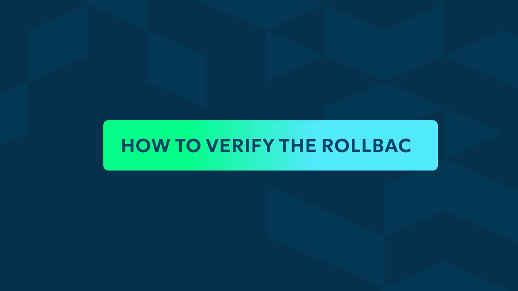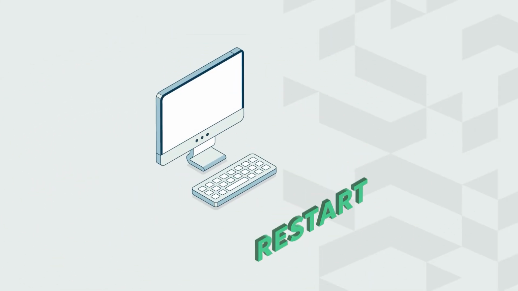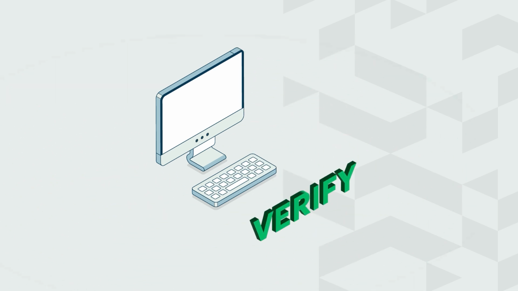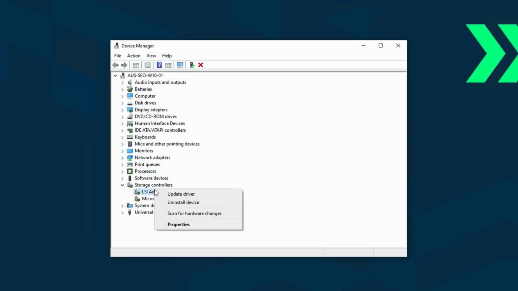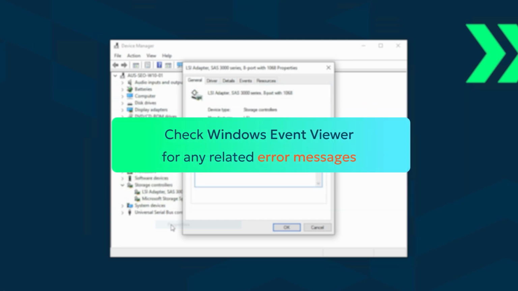How to verify the rollback. You need to restart your computer after completing a rollback, so make sure to save any work that's open. To verify that the rollback was successful, return to Device Manager and check the device's driver version under Properties. Test the device and conduct a thorough test to ensure the issues have been resolved. Check Windows Event Viewer for any related error messages.